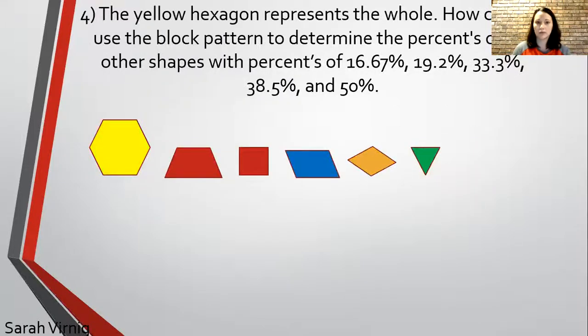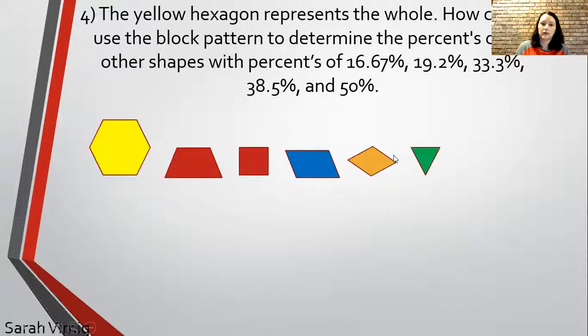All right, number 4. The yellow hexagon represents the whole. How can you use a block pattern to determine the percent of the other shapes with percent of 16.67%, 19.2%, 33.3%, 38.5%, and 50%?